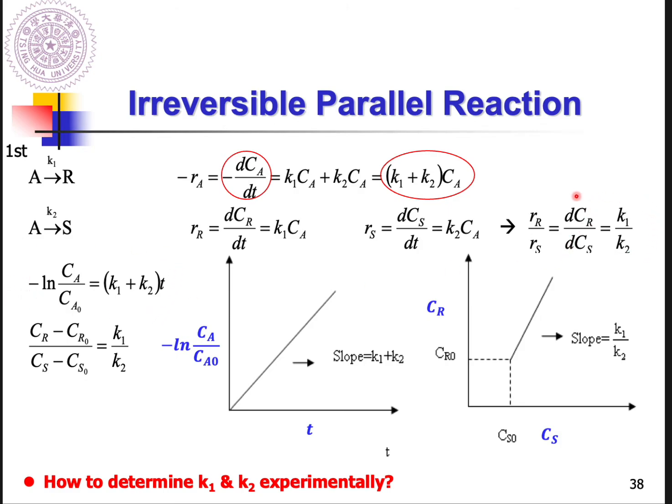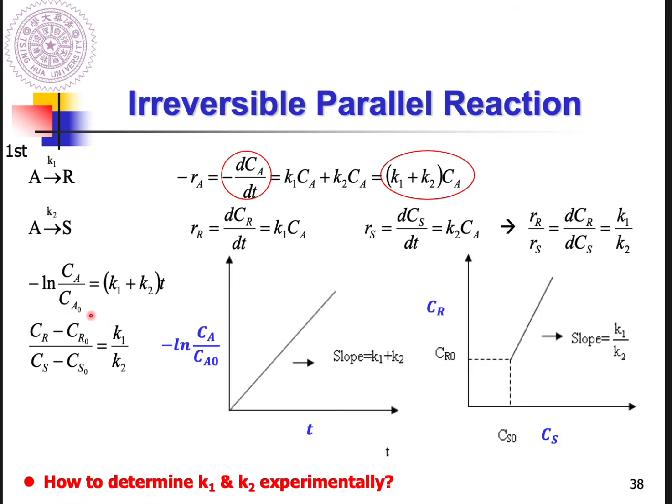We take the integral, so we get this relationship. And the second one, we also arrange it. What's dCR? That means CR minus CR0. The same for CS, CS minus CS0, which equals K1 over K2. So now we have two equations and two unknown parameters, so we have a chance to get K1 and K2. Next is how to do that.